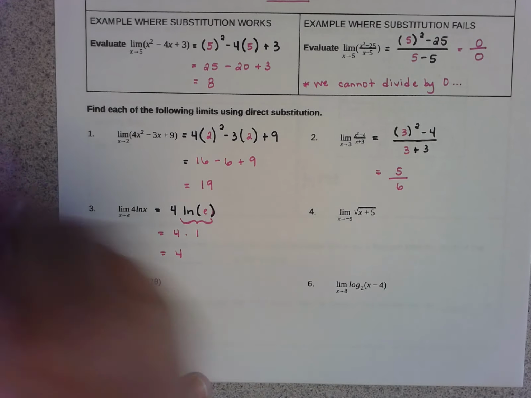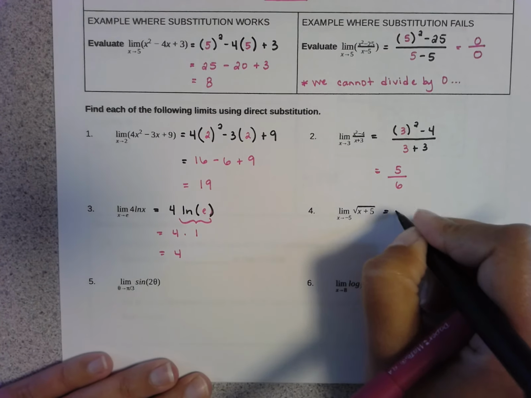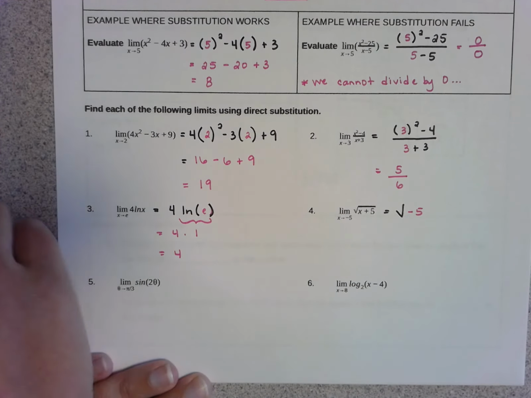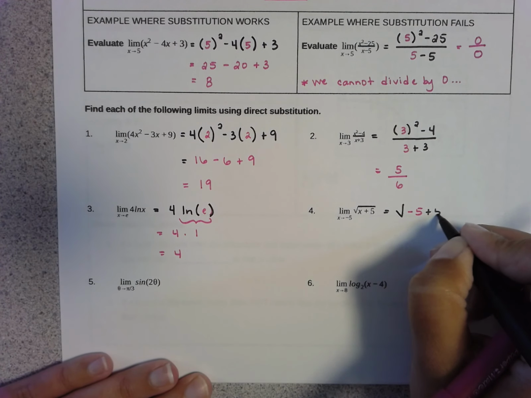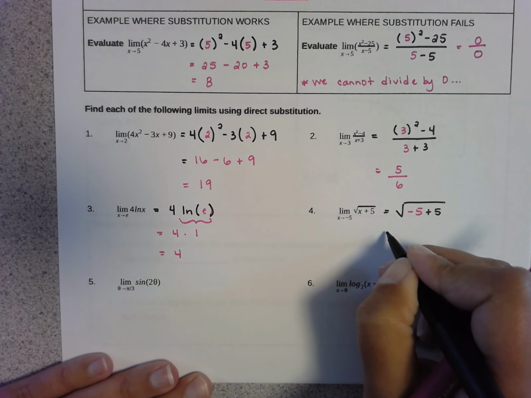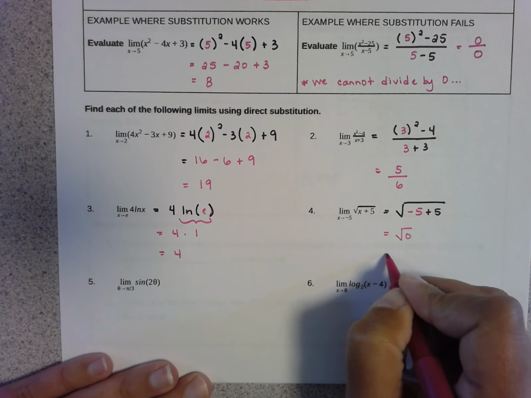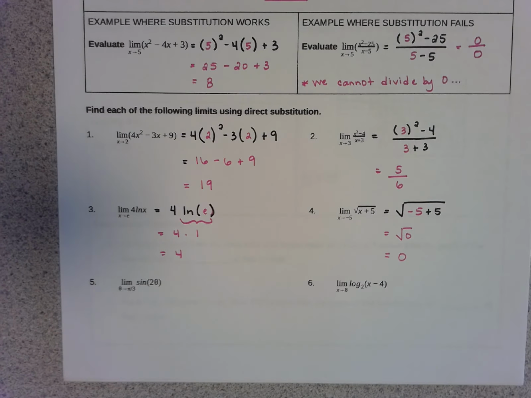For problem number 4, we would just substitute first, which is going to give us the square root of negative 5 plus 5. Now, negative 5 plus 5 is 0, so we would have the square root of 0, which is just 0.